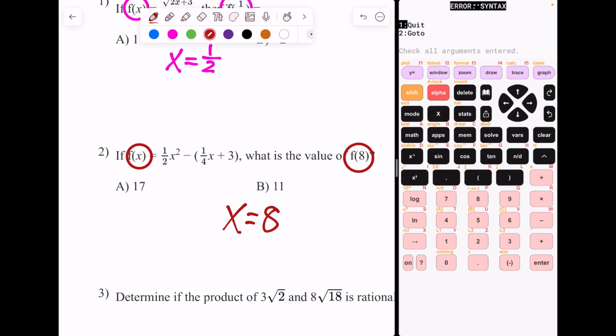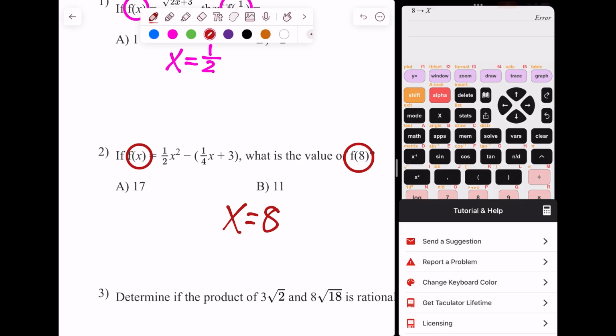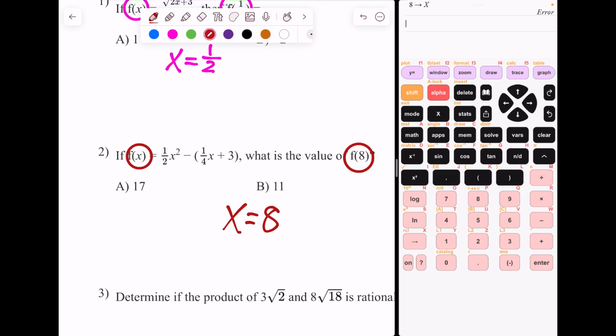X is equal to 8. Oh, it's not working. One second. Let me try one more time. X is equal to 8. Oh, for some reason it's not working. Well, I'll show you the old way that you could do it.